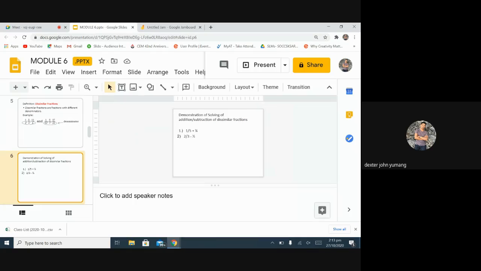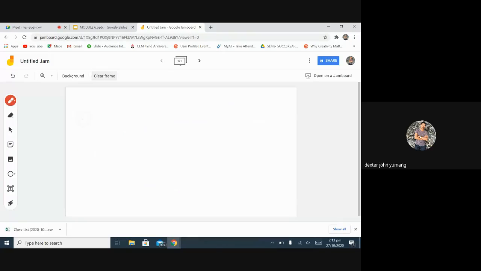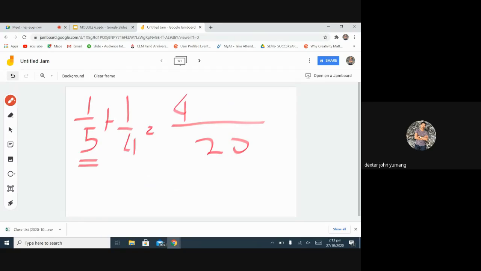That is 1/5 plus 1/4. 4 times 5, that is 20. 20 divided by 5, that is 4 times 1 is 4. 20 divided by 4 is 5 times 1 is 5. So, pag i-add po natin, 9 over 20. So, ganun po. Ito po yung kanina. Namali lang po ako kanina. Add ko imbis na multiply.